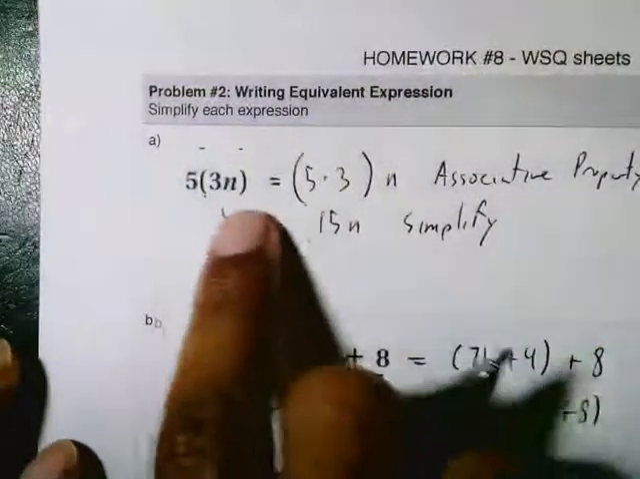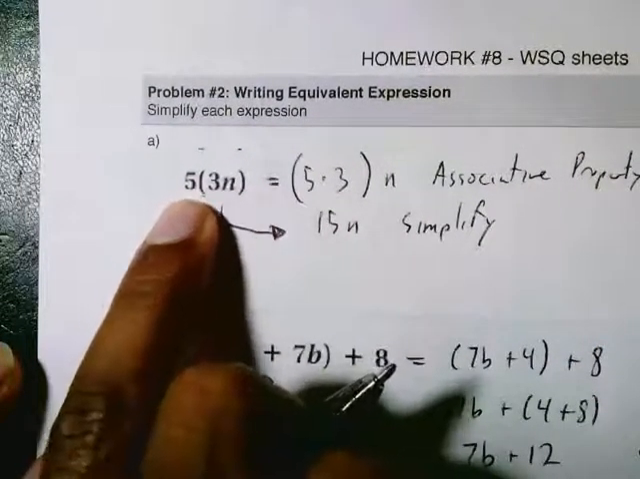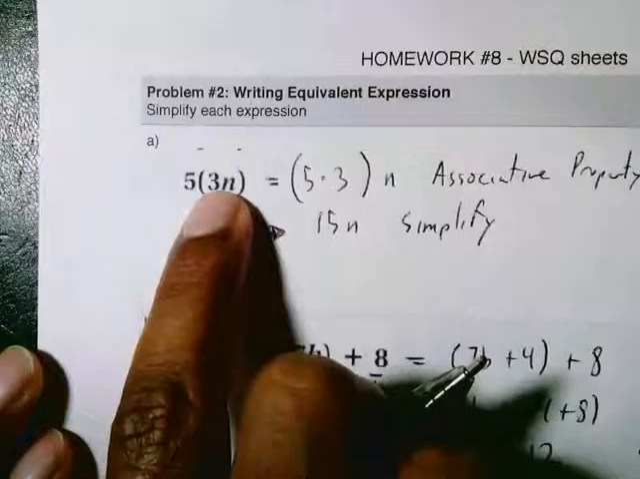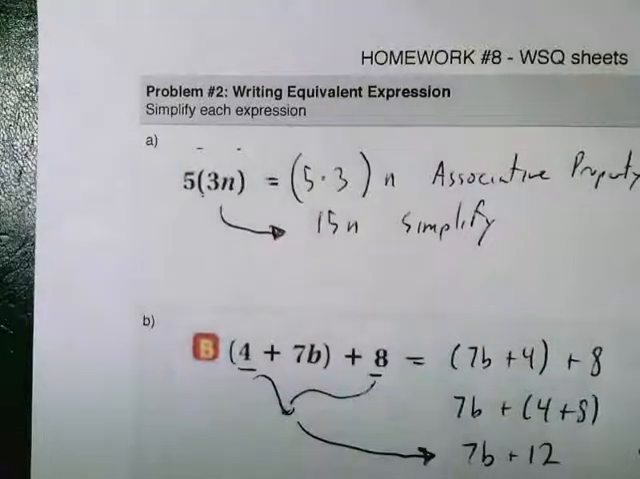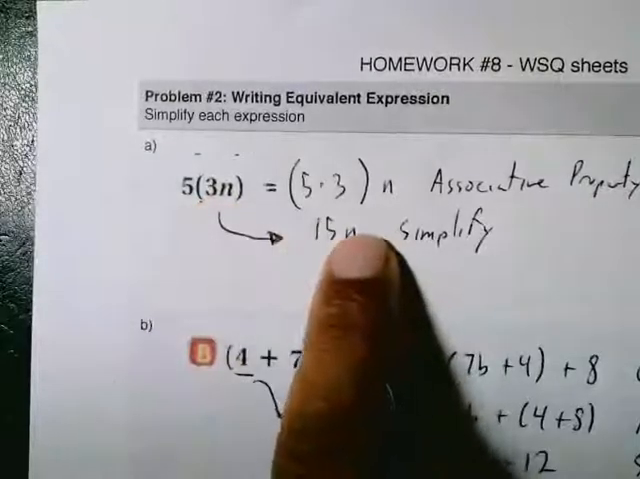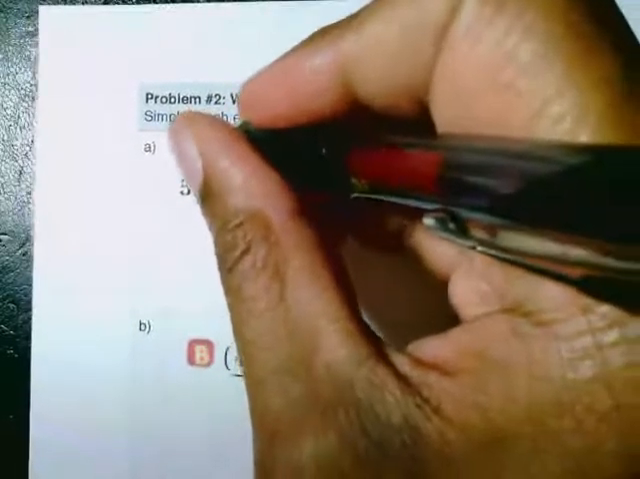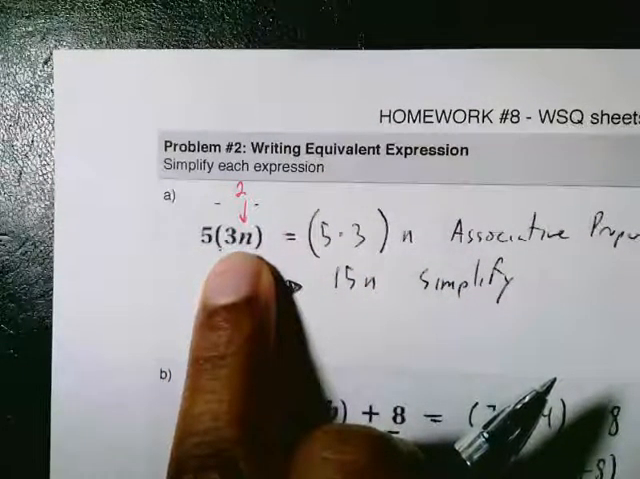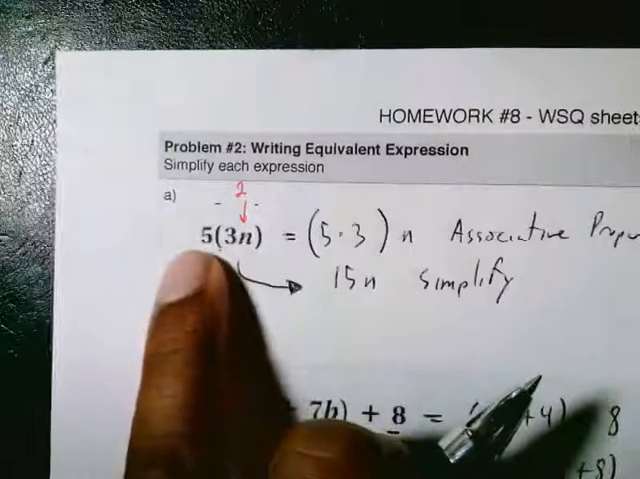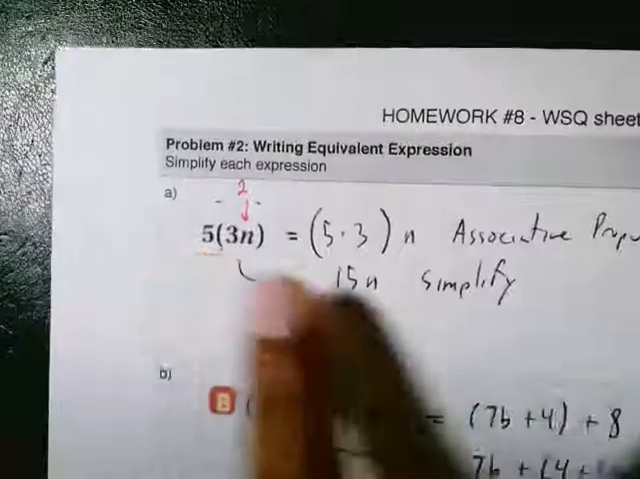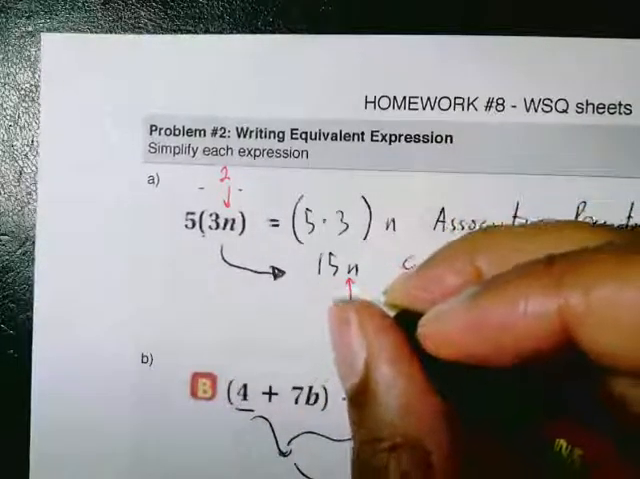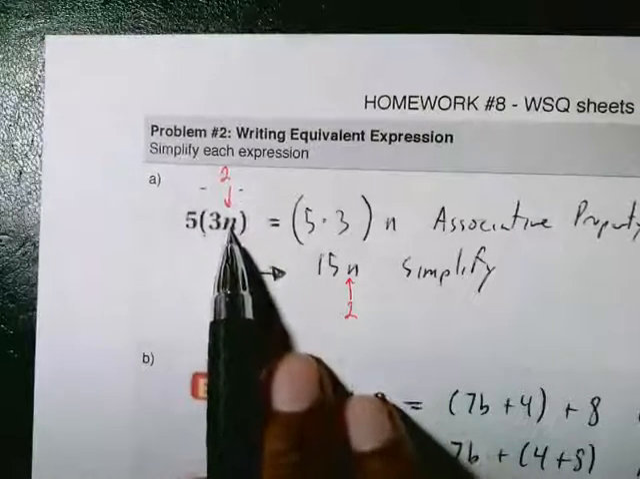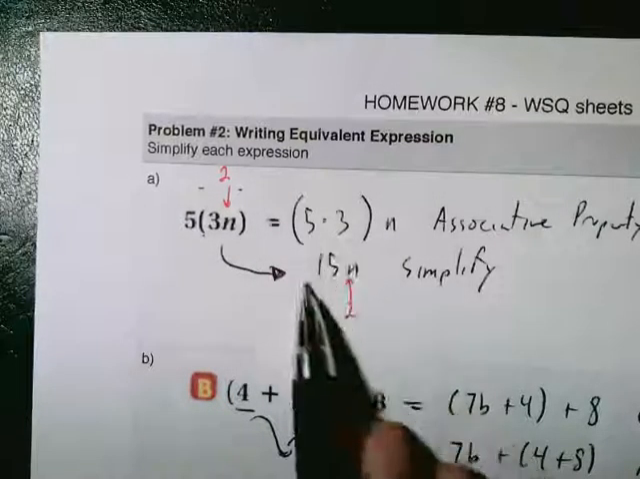So for example, if I go over here at this expression, we originally had 5 parentheses 3n, and we rewrote it as 15n. That means if I would take any number and plug it in, this expression would be the same as this. For example, let's say I plugged in my favorite number 2 here. I would get 3 times 2, which is 6, and then 6 times 5, which is 30. And over here, if I plug the same number 2 in, I get 2 times 15, which is actually 30. But if I took any number I want to, this expression would be the exact same thing as this expression.